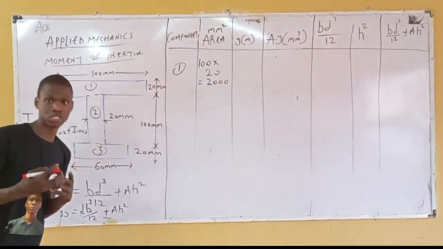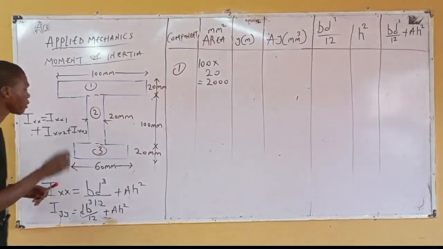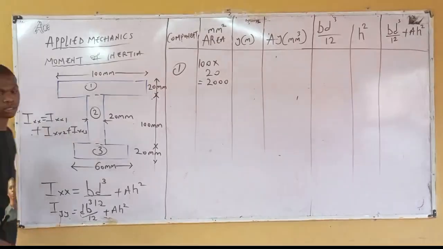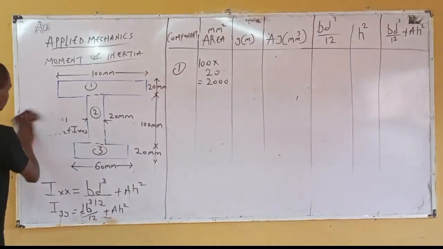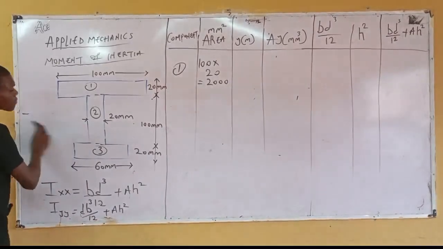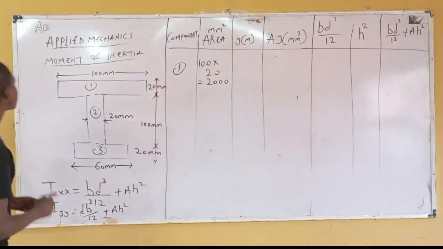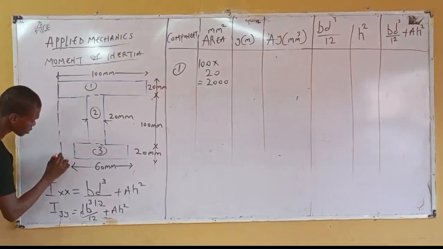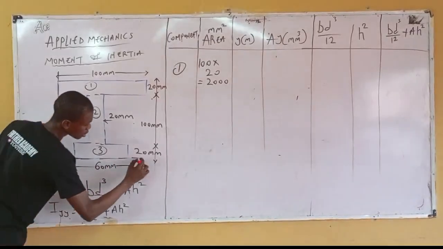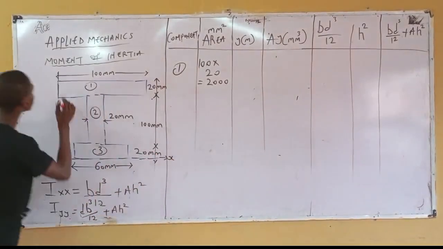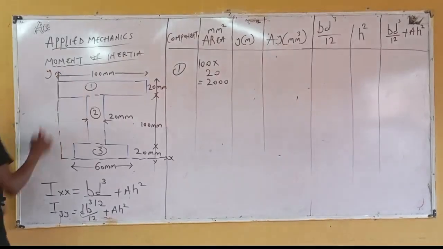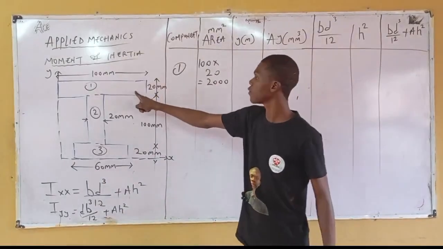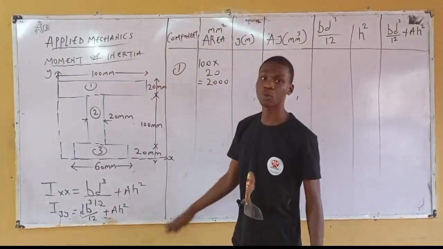Now, how do you get the centroid? The idea is simple. First thing first, take a reference line for your x-axis. Take a reference line for your x and y axes. Let's say you are taking this reference line. Let's say this is x and this is y. Now, we want to solve for the centroid of this first component at the y-axis.